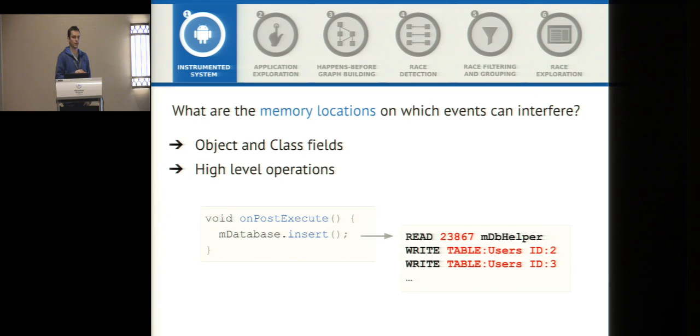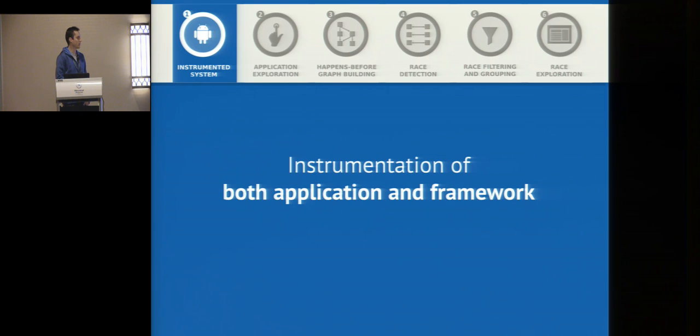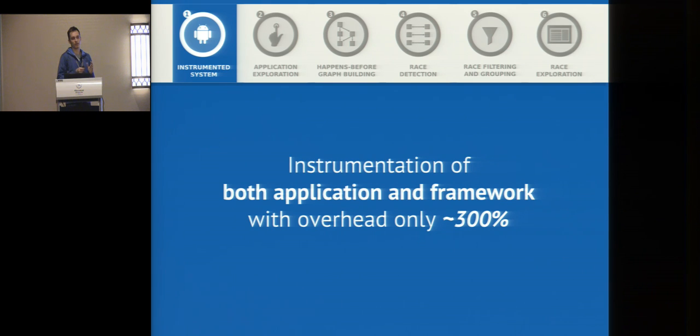And the important thing here is that this instrumentation has to be actually done for both the application and the framework. And the reason is that if you don't do this, you are going to miss harmful bugs. So you really need to instrument both. But as you can imagine, instrumenting every read and every write of a variable is a very expensive operation. And what we have been able to do is to have this instrumentation with overhead of only 3x. In practice, this means that if you run it on a real device, you can barely see the difference.